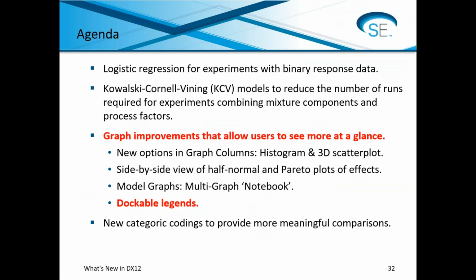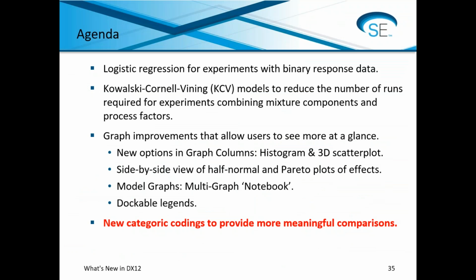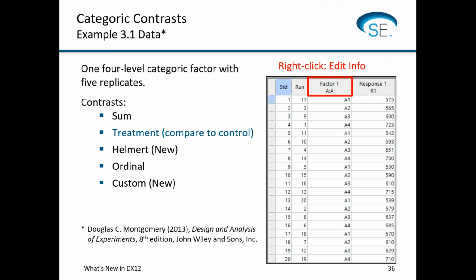As I said, the slides are available for you on the website. The last thing that I'm just going to mention very briefly is that we have added additional categoric codings. Some people have asked for additional coding options. So we have some additional categoric contrasts that are available. You will find them by right-clicking on your factor column header and going to Edit Info.